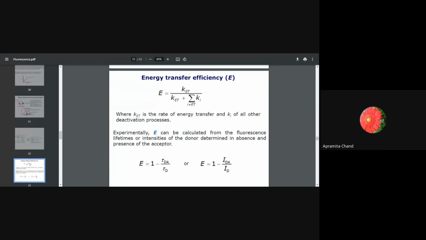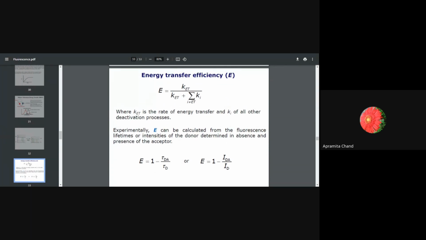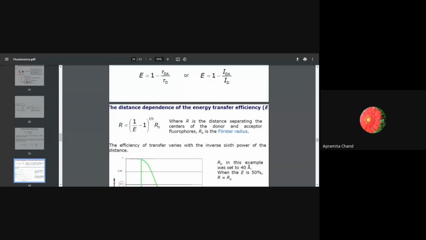This is the energy transfer efficiency. KET is the rate of energy transfer and Ki is for all the deactivation processes. Experimentally, if we are trying to calculate the energy transfer efficiency for FRET, then you have to calculate the fluorescence lifetimes or intensities of the donor, determined in the absence and presence of the acceptor. So donor with acceptor, and only donor.